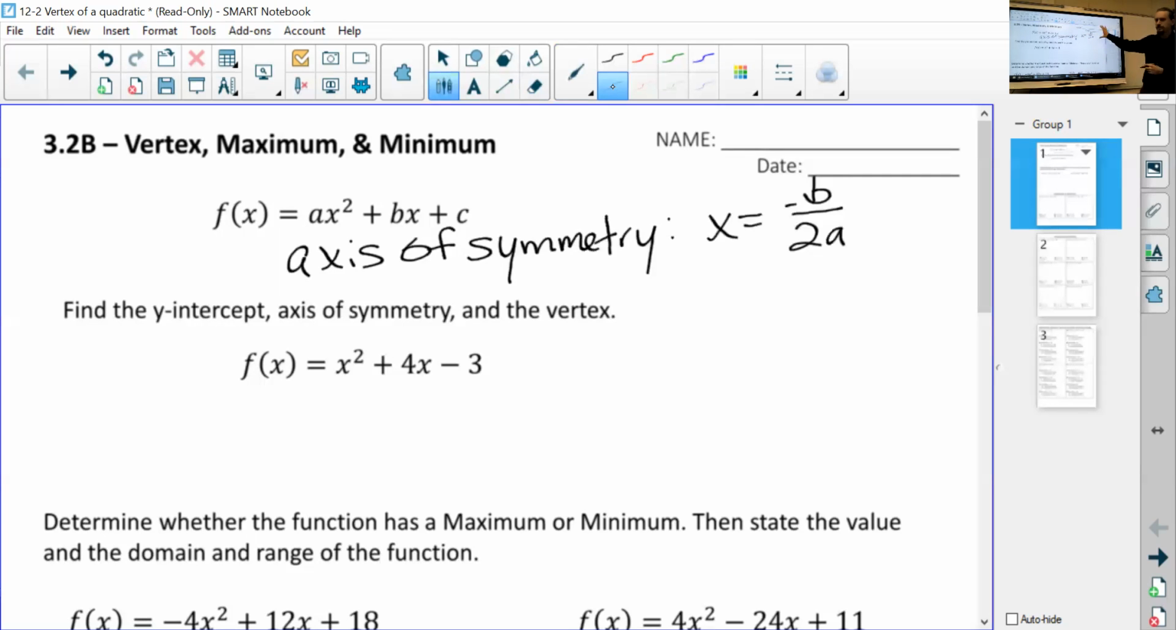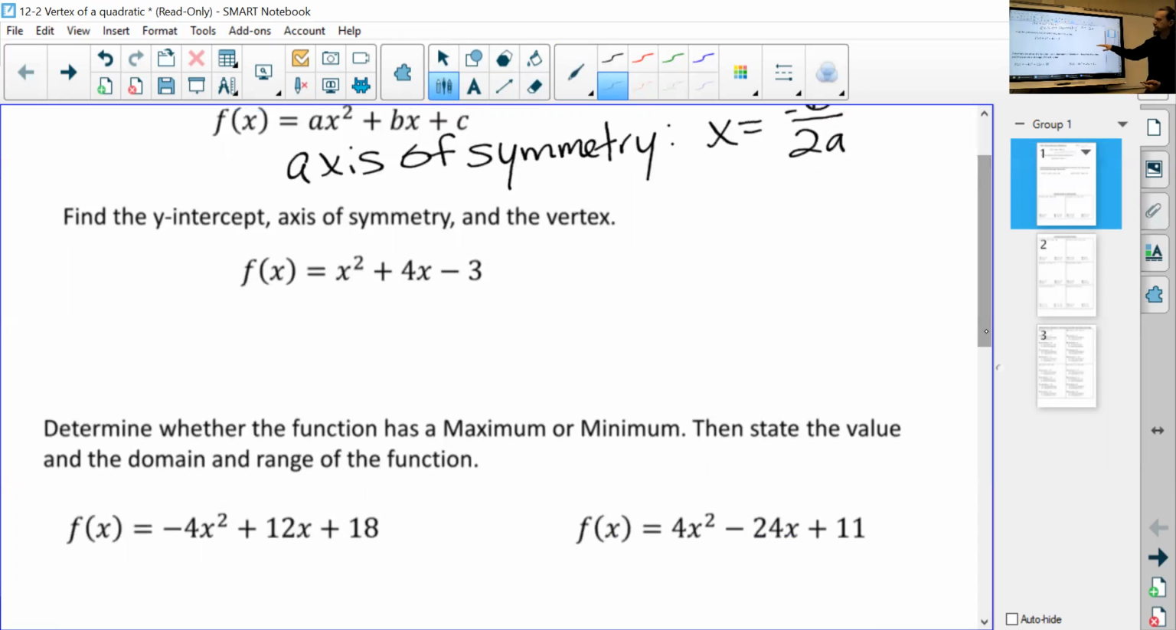I don't really want to get into where that formula comes from because we don't need to know that, but it is pretty interesting. If you go on Google and type why is axis of symmetry negative b over 2a, you get some interesting explanations. All right, for today, we want to find the y-intercept, axis of symmetry, and the vertex for this function here.